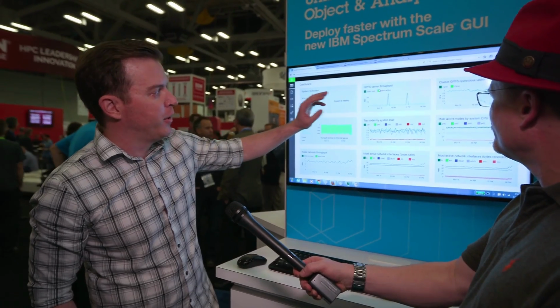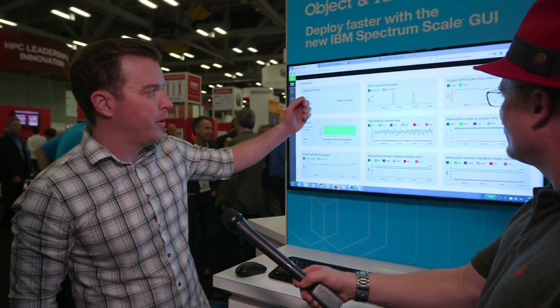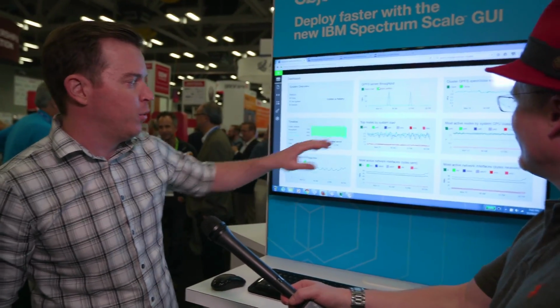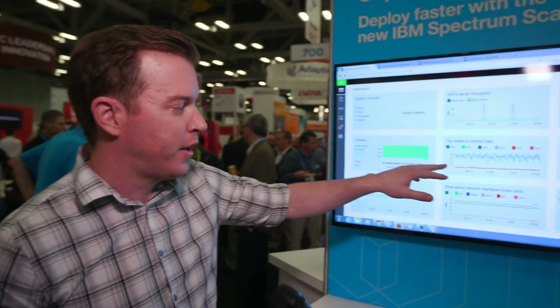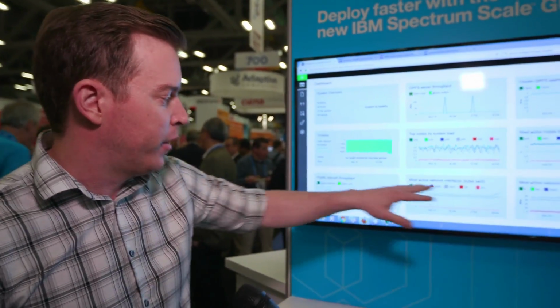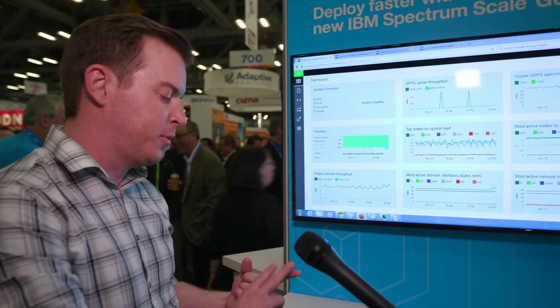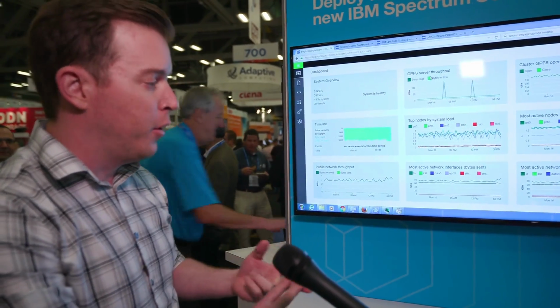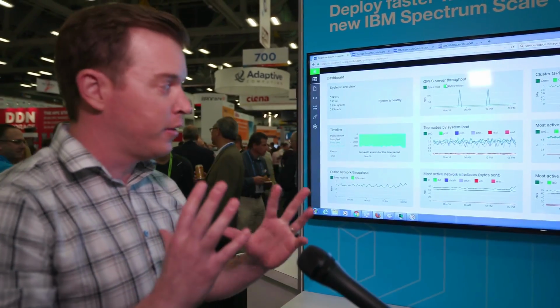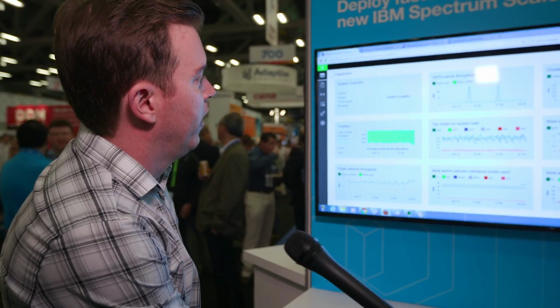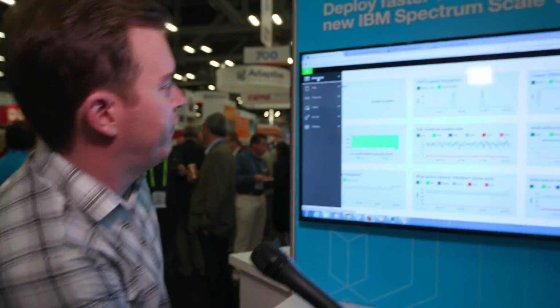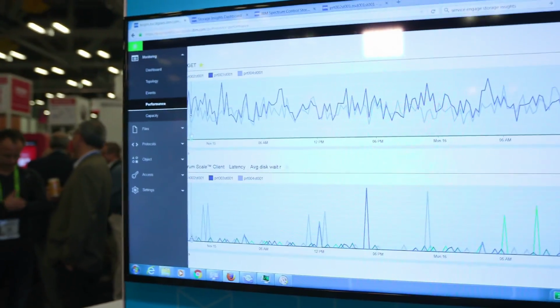Out across the cluster, we can look at things like our NSD server throughput, where we have latency, which of our nodes are pushing the most workload in the entire cluster, what our network interfaces look like. So in between the actual storage hardware, the nodes, and the network, we're really bringing together the entire cluster into a single panel.